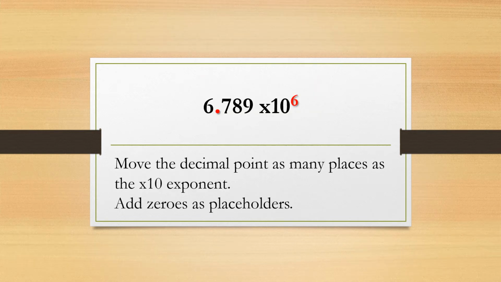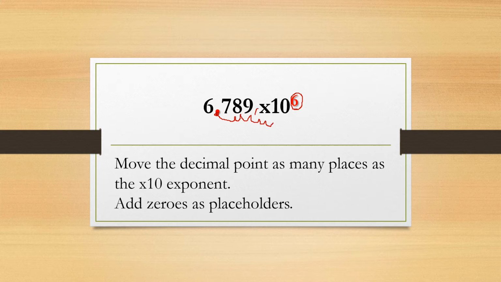Here's 6.789 times 10 to the 6th. We have to move the decimal point as many places as the exponent. What's the exponent? The 6 right here, the 10 to the 6th. That's the exponent. So we need to move this decimal 6 places. 1, 2, 3. Uh-oh, I ran out of numbers. 4, 5, 6.